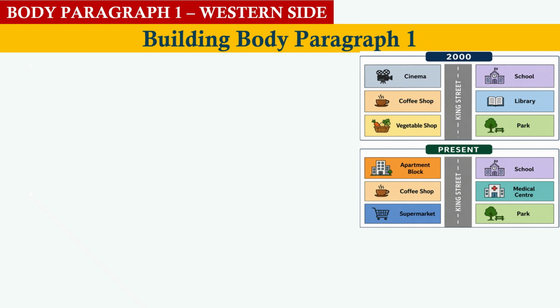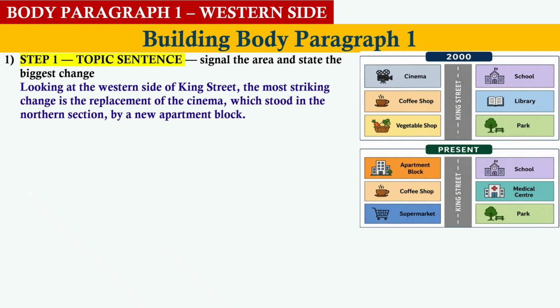Now let's look at how to build body paragraph 1, the western side. Step 1 is the topic sentence. Looking at the western side of King Street, the most striking change is the replacement of the cinema, which stood in the northern section, by a new apartment block. This opens with a location signal and states the biggest change immediately.